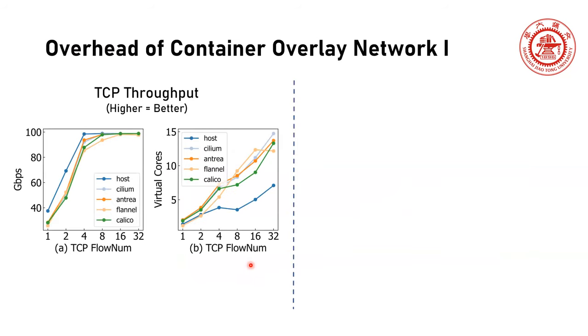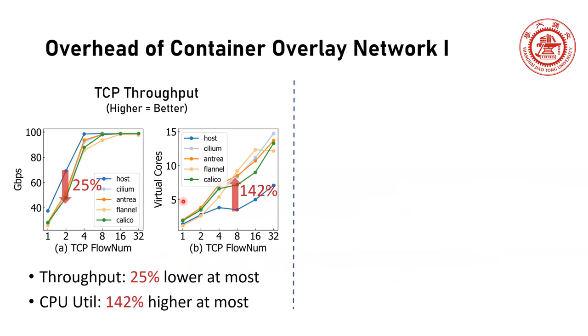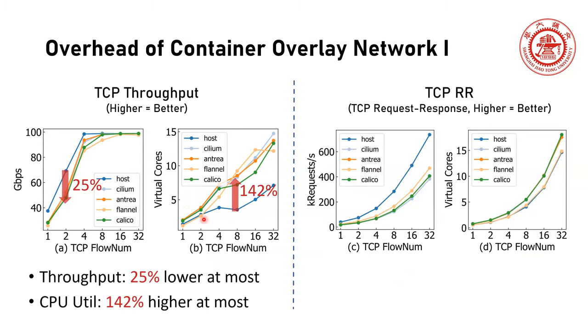We evaluate the TCP throughput, TCP RR, and the CPU utilization with different numbers of parallel flows. As shown in the result, compared with the host network, the throughput of Antrea is 25% lower at most, and the CPU utilization is 142% higher at most. As for the TCP RR test, the transaction rate is 55% lower at most, and the CPU utilization is 37% higher at most.